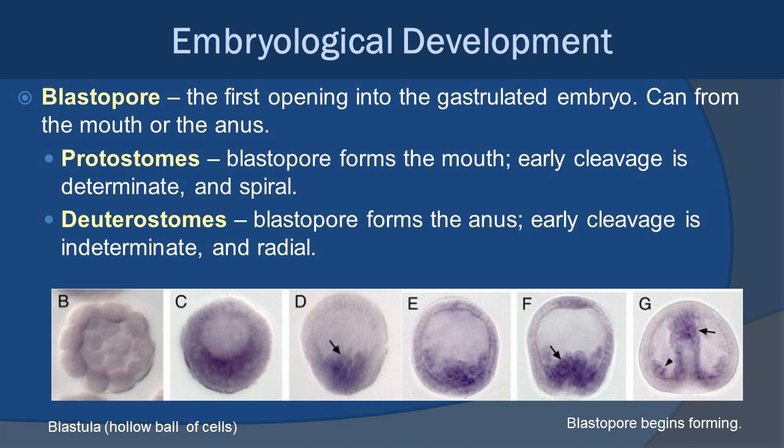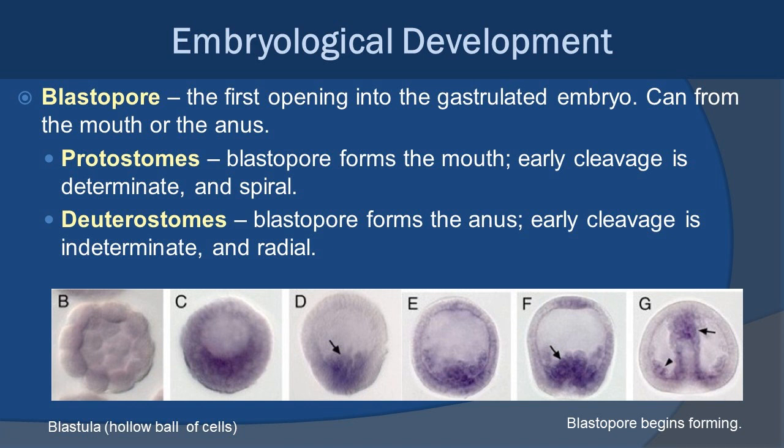to become specific things. Now, other groups, the deuterostome groups specifically, the blastopore, that first opening that forms, will actually become the anus. We'll also say that generally, that early cleavage or cell division is going to be indeterminate for deuterostomes, meaning that the cells as they divide up will have a little bit more flexibility in becoming various different types of cells as the organism develops.